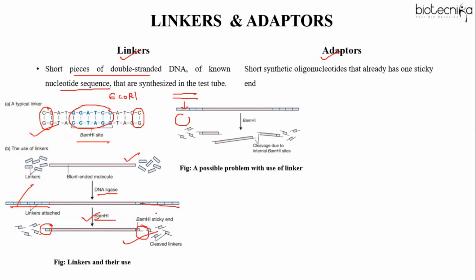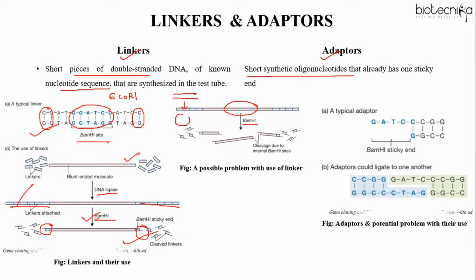However, the disadvantage of using a linker is that if the recognition site for BamHI is also present within your DNA molecule, then it will result in cleavage of the DNA molecule as well. So this is a drawback of linkers, right? And then what are adapters? They are also short synthetic oligonucleotides, but they already have one sticky end. So this is the difference between linker and adapter. So compare and learn. But again, the disadvantage of adapters is that they could ligate to one another. So these are the two terms that you have to keep in mind.